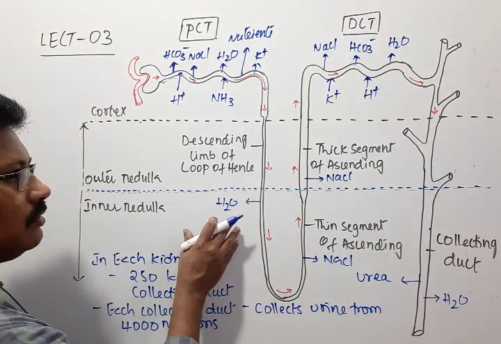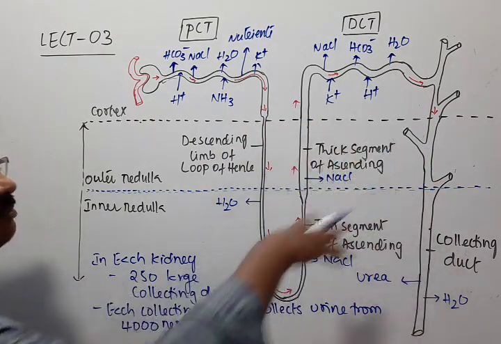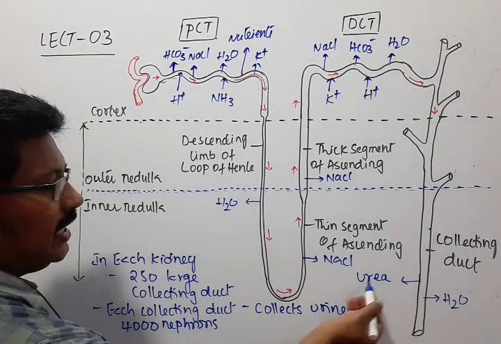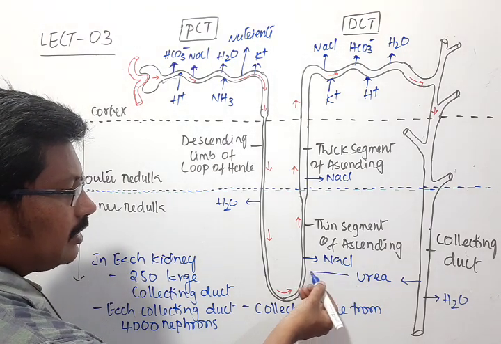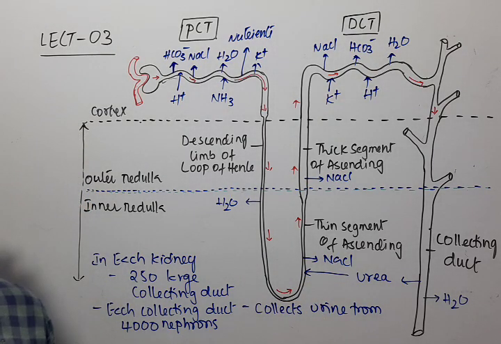So I told you many times that all these tubules are completely surrounded by interstitial fluid. So it is actually released into the interstitial fluid. From there, some portion of the urea will be passed into the thin segment of the ascending limb, which will be for the process of excretion, meaning release it to outside. So this is actually the reabsorption and secretion of different substances.